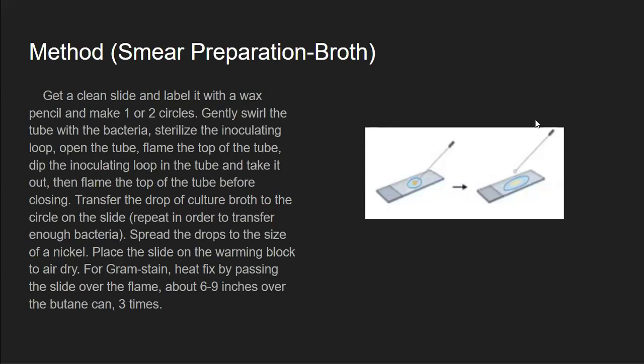Repeat in order to transfer enough bacteria. Spread the drops to the size of a nickel. Place the slide on the warming block to air dry. For gram stain, heat fix by passing the slide over the flame about 6 to 9 inches over the butane can 3 times.